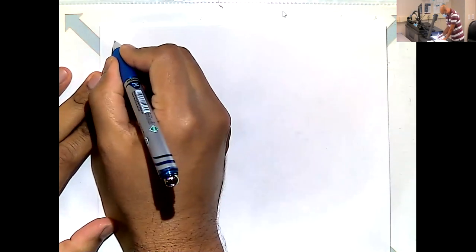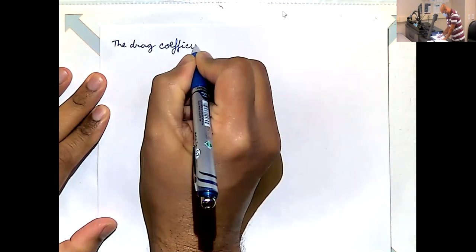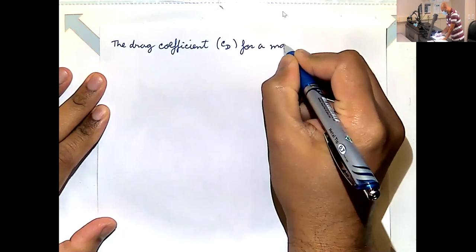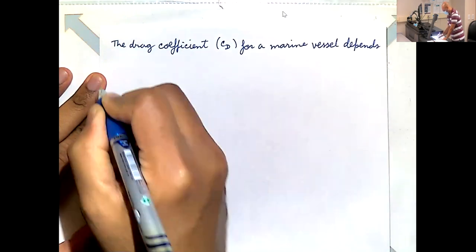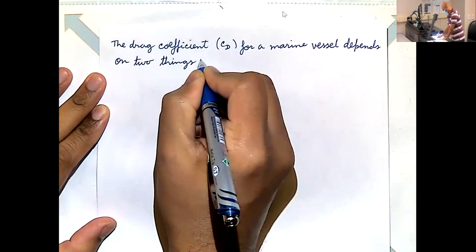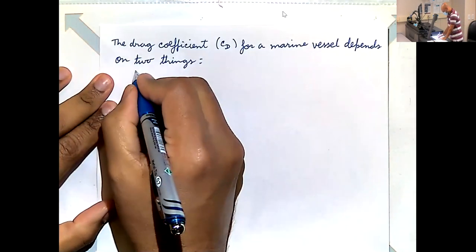Okay, so first thing to remember is the drag coefficient CD for a marine vessel. When we talk about marine vessel, we have to be careful of two numbers, the Reynolds number and the Froude number. When we talk about things moving in air, Froude number is irrelevant. It's just the Reynolds number we care about. So one is the Reynolds number.